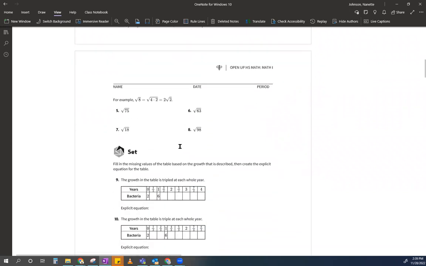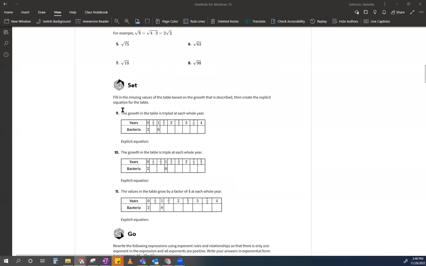I am going to be back for the next problems. Let's see. Number 9 and 11. So go ahead and think about how you would do this one. It says fill in the missing table values of the growth that is described, then create an explicit equation. So it says the growth in the table is tripled at each whole year. So tripled, so times by 3 every whole year. Okay, so we're going to have to fill in all those in-betweeners. So go ahead and think about that and come back when you've tried it and attempted it.